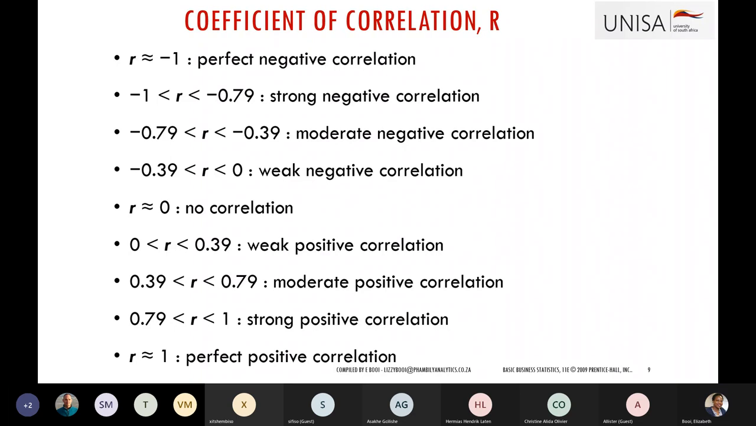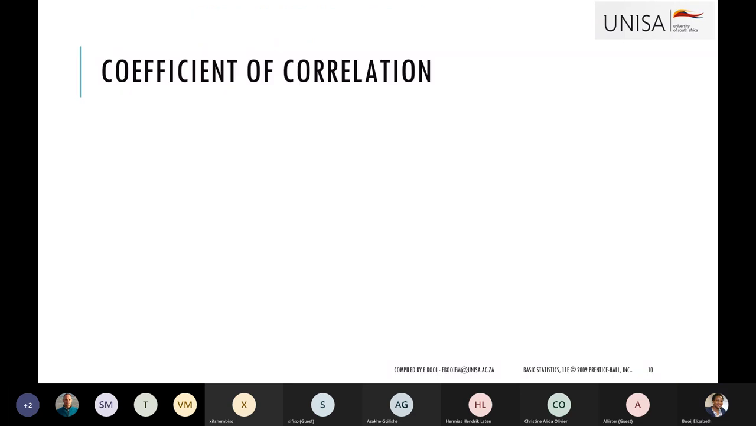Okay. So far, that is just the theory. How do we calculate that? To calculate the R, we will do the calculation later. So let's look at some examples when we have a scatter plot.